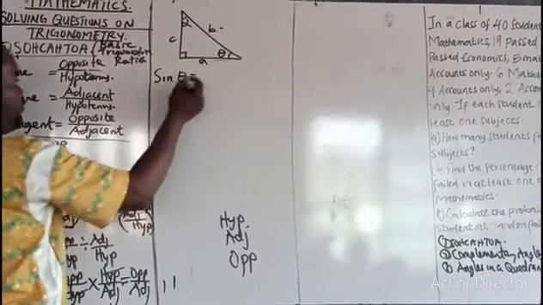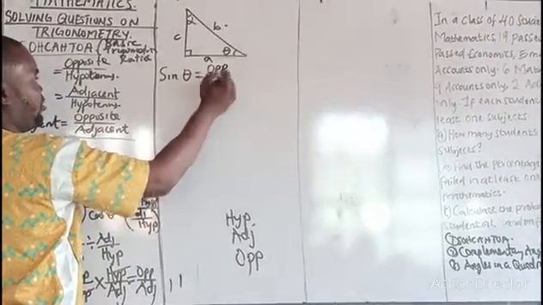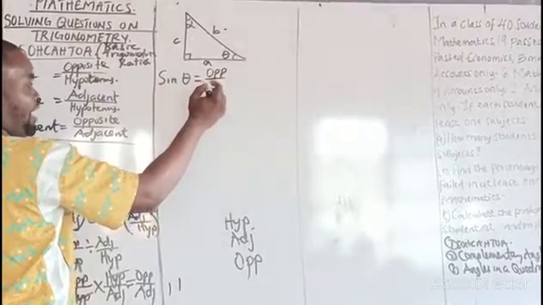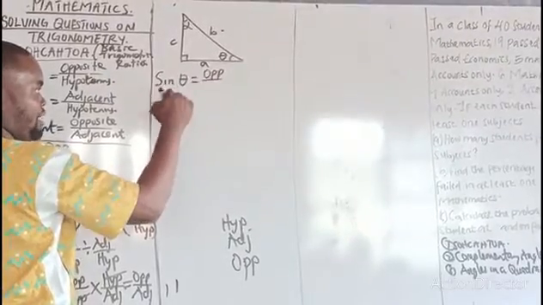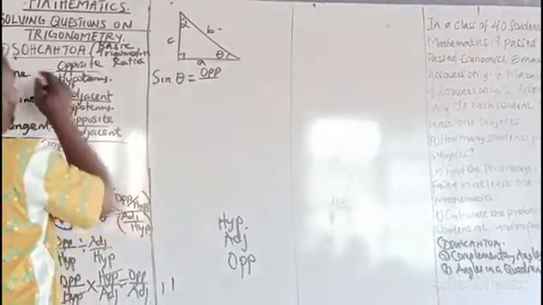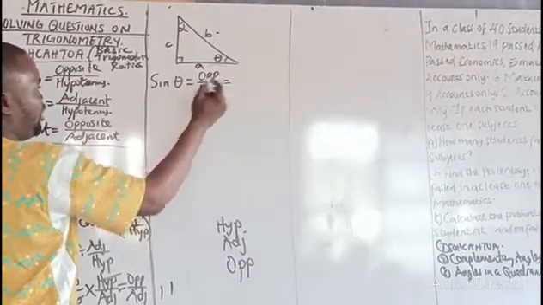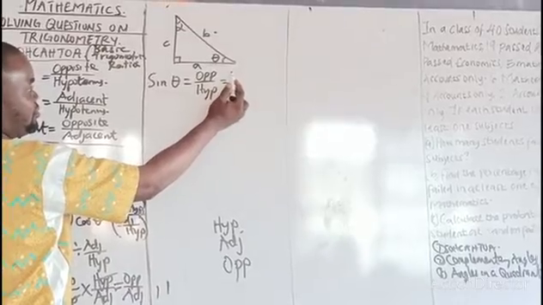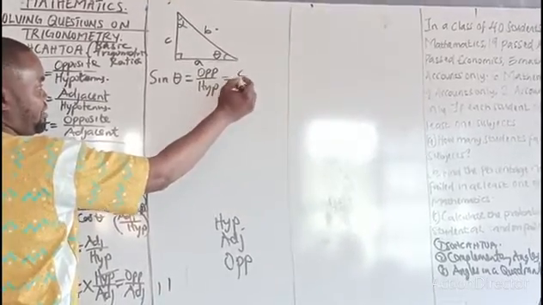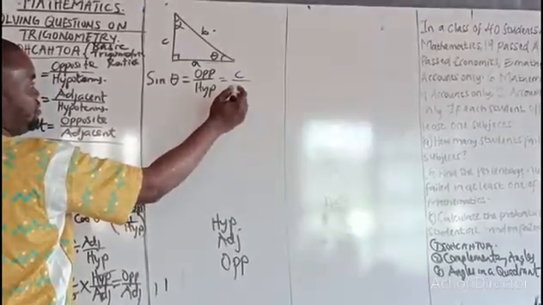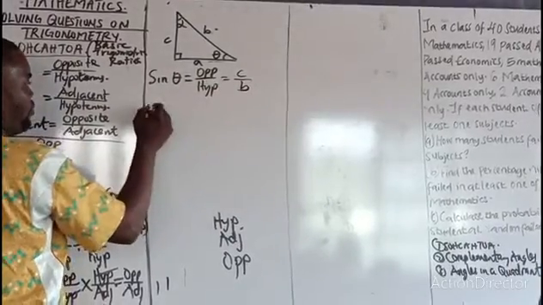So in this case, if I ask you what is sine theta, what are you going to tell me? The formula is what? Opposite over hypotenuse. So sine theta, SOH. Remember our SOH. What's the opposite for theta now? So I write C over what? B.